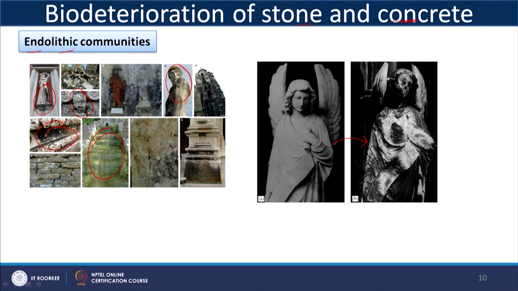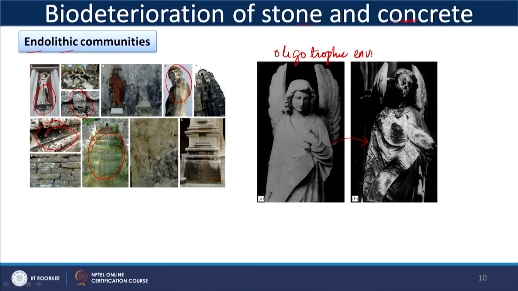Now, because they are living inside the rock and there is not much nutrition available in the rock, this is considered to be an oligotrophic environment for them. Their colonization of these structures depends on many factors such as surface roughness, the amount of pores that are available, the attachment surface that is available, and the mineral composition of the stone or concrete.